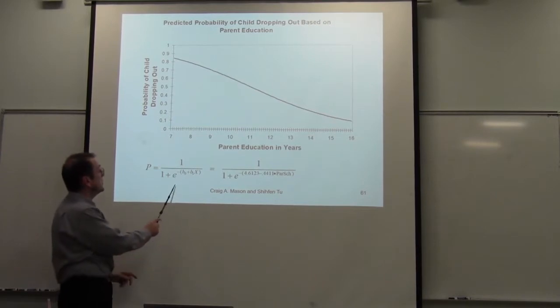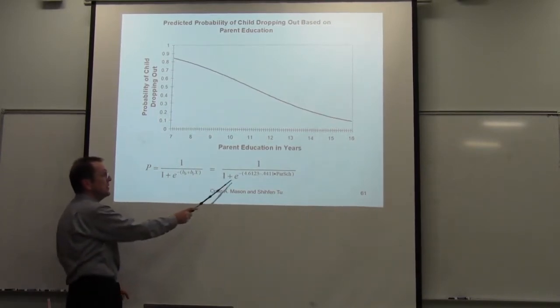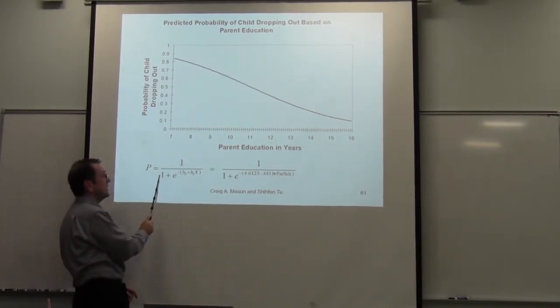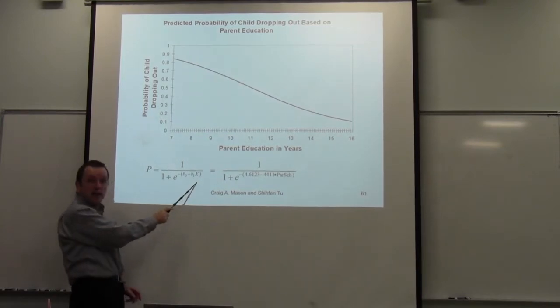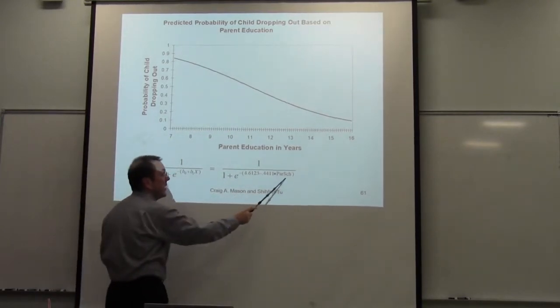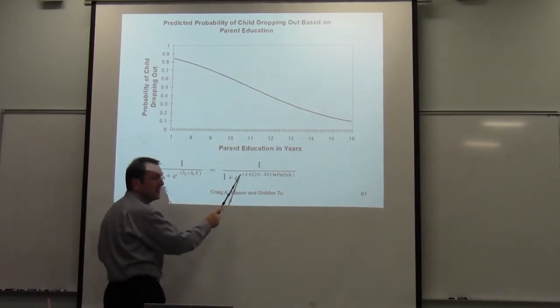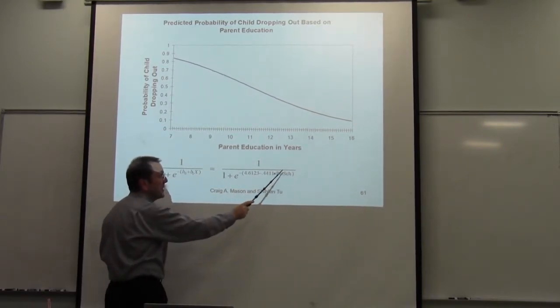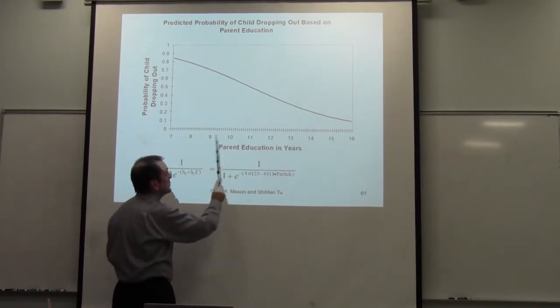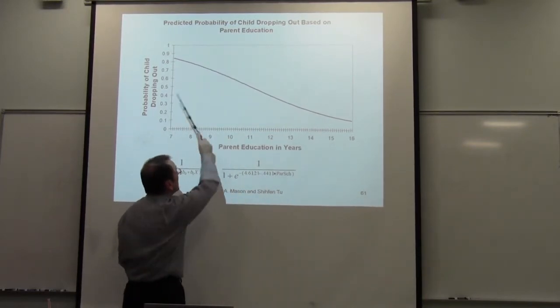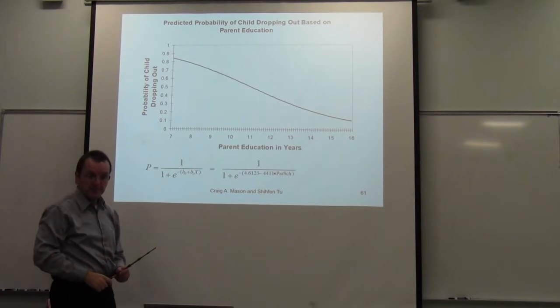Again, all you do is take your regression equation. You take the model, the formula for calculating probabilities, plug in the regression equation, make sure you take e to the negative of that, plug in a bunch of values for parent schooling, and graph it.